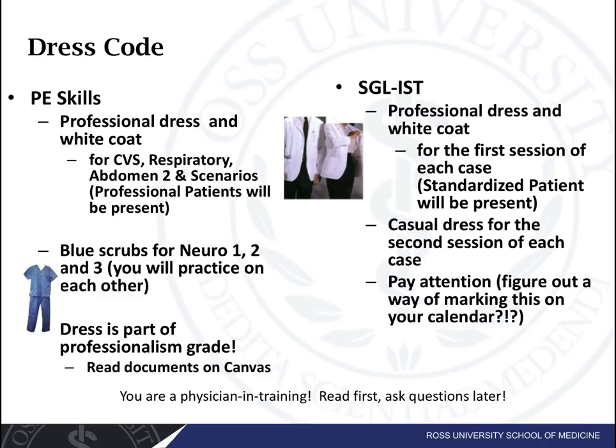Dress code. During the PE skills, again, each of the PE skills on the course documents is going to give you details as to what the dress code is. For any of the PE skills, professional dress is fine. For the Neuro 1, Neuro 2, and Neuro 3, blue scrubs is adequate. For SGL, IST, with each of the sessions for SGL, there will be a standardized patient present, so professional dress is required at every one of those sessions.